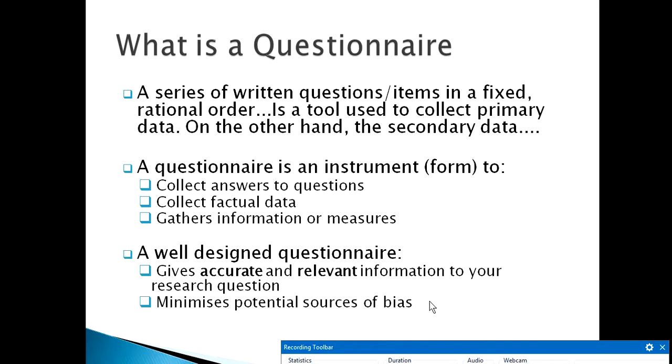So now we will explain the term questionnaire, which is a series of written questions or items in a fixed and rational order. And it can be defined also as a tool that is used to collect primary data. The primary data are the data which is going to be collected for the first time. By contrast, the secondary data are the data which are already available or which was used by previous research.